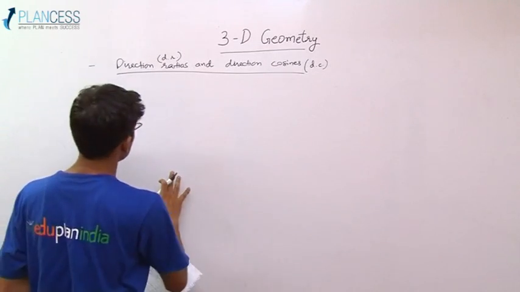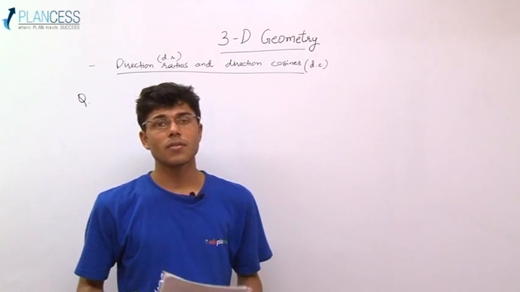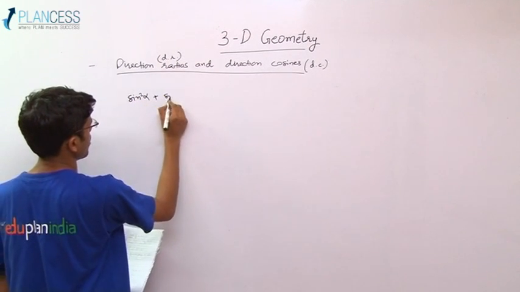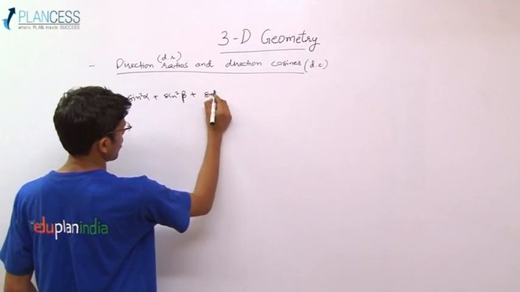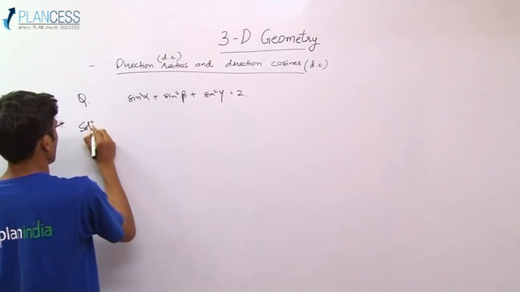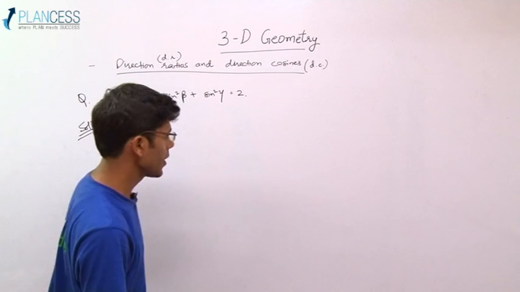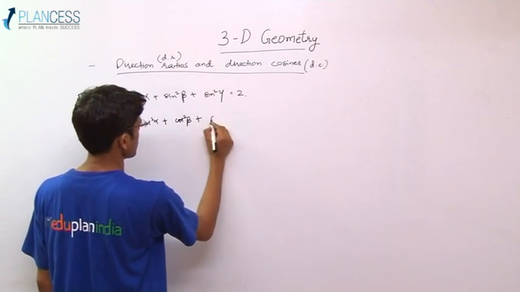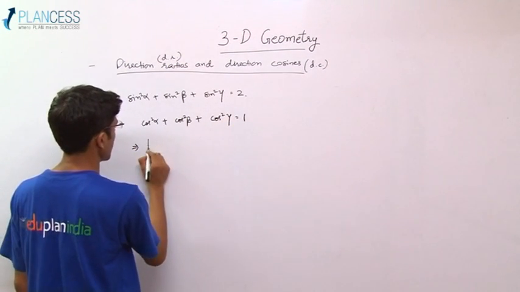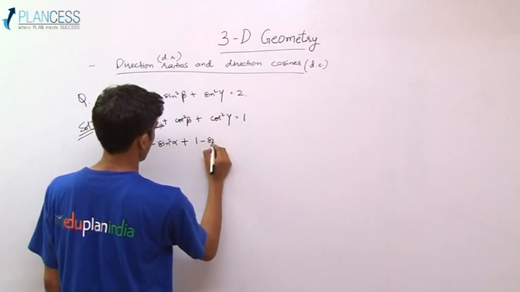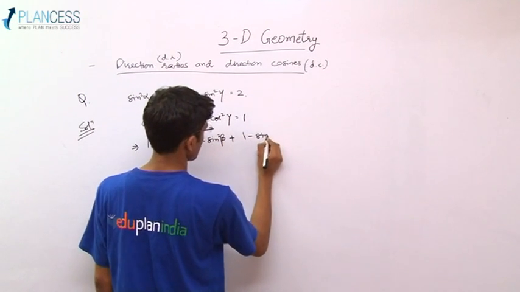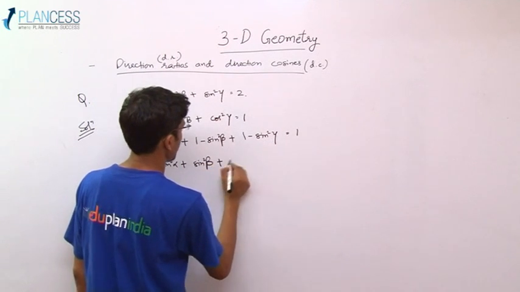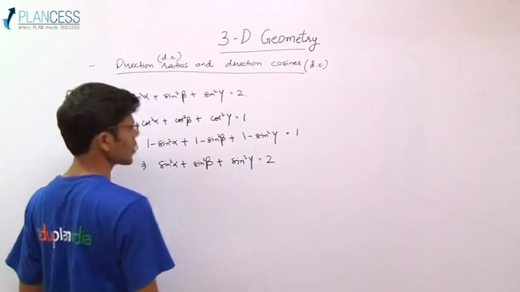Another question is that if alpha, beta, gamma are respectively the angles which a particular line makes with the positive direction of the x, y and z axes, show that sine square alpha plus sine square beta plus sine square gamma is 2. This is also quite easy. We already learned that cos alpha, cos beta and cos gamma are the direction cosines of the line, and the sum of the squares of direction cosines is equal to 1. So cos square alpha plus cos square beta plus cos square gamma is 1. Cos square alpha is 1 minus sine square alpha, similarly cos square beta is 1 minus sine square beta, and cos square gamma is 1 minus sine square gamma. So sine square alpha plus sine square beta plus sine square gamma is equal to 2. This was an easy question.